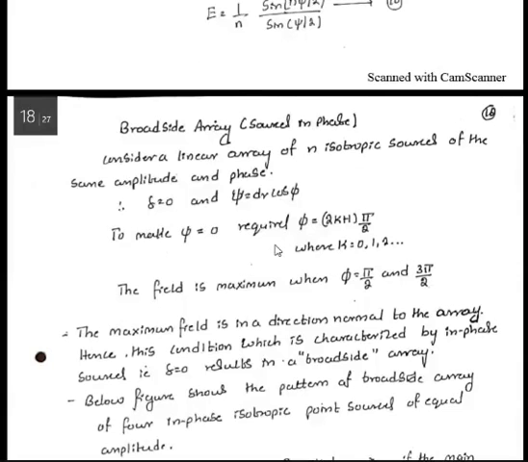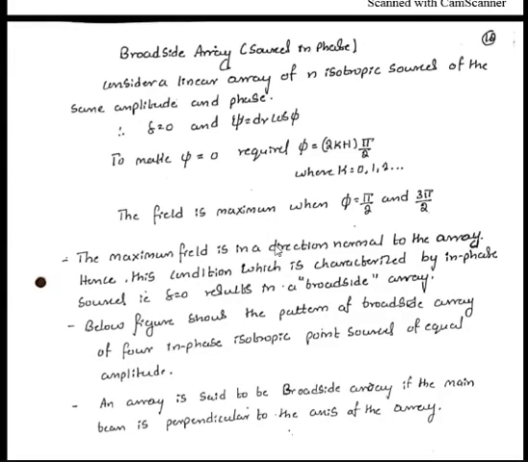First one is the broadside array. What is a broadside array? I'll just give you the definition; you will understand everything when we solve the problem. What is an array? A linear array is said to be a broadside array if the main beam is perpendicular to the axis of the array.